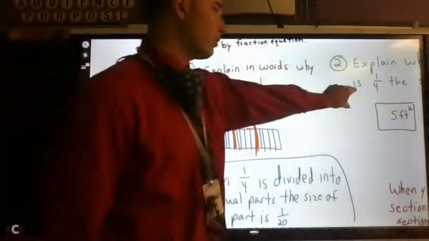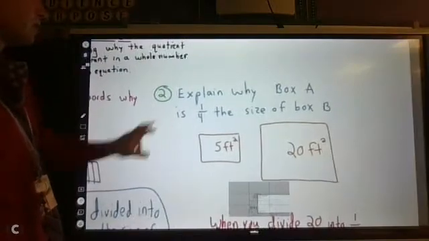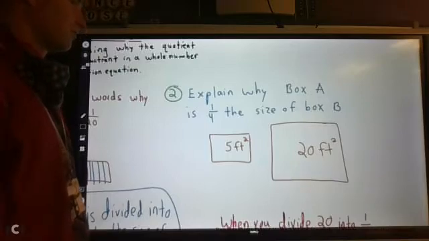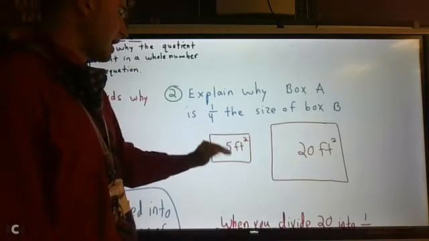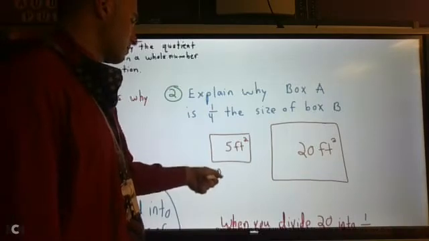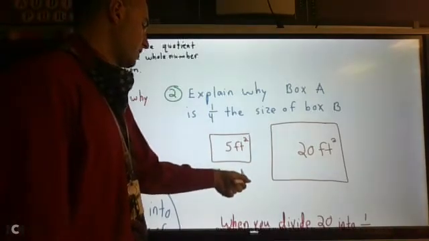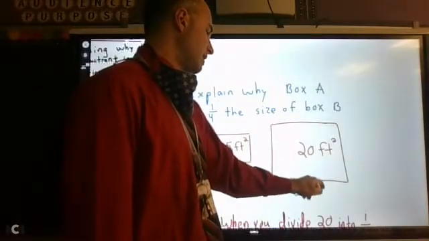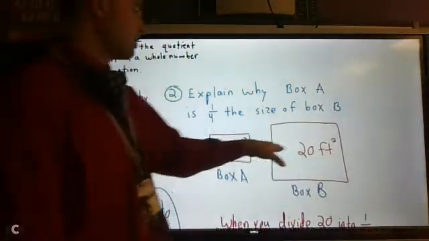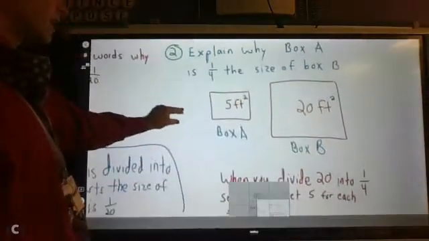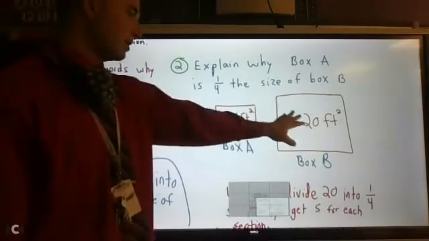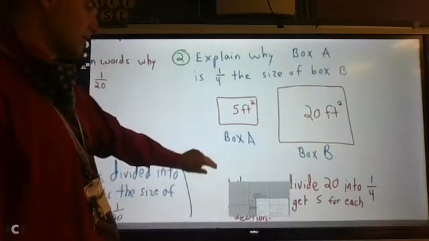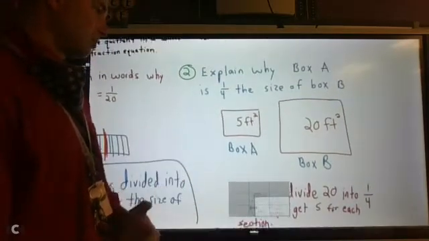Okay? Let's look at another one we're also going to be explaining today. Question 2. Explain why box A is 1/4 the size of box B. So box A is 1/4 the size of box B. So 5 feet compared to 20 feet. When you divide 20 into fourths, 1/4 sections, you get 5 for each section.